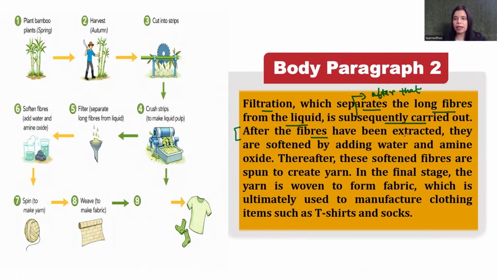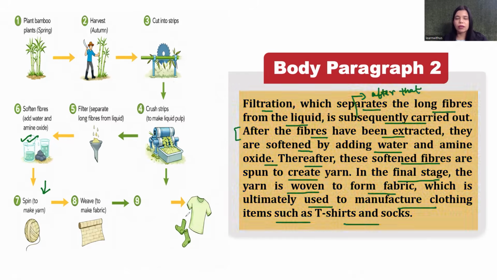After the fibers have been extracted, they are softened by adding water and amine oxide. So this is step number 6. Thereafter, these softened fibers are spun to create yarn. In the final stage, the yarn is woven to form fabric, which is ultimately used to manufacture clothing items such as t-shirts and socks. So we have covered all the 9 steps in 4 paragraphs.